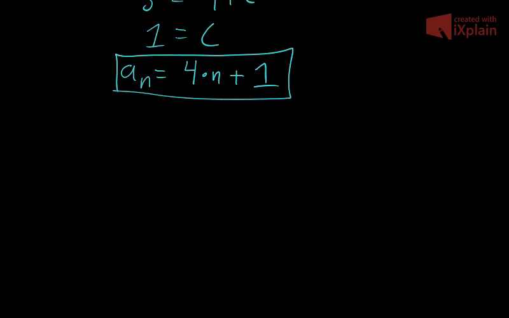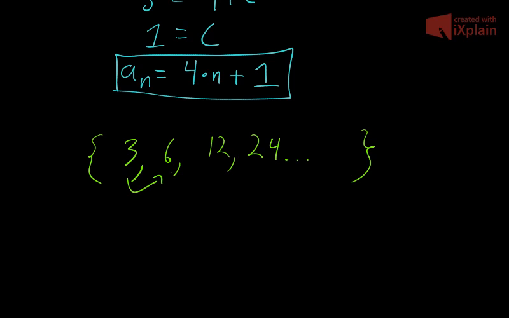So what we're going to do here is I'm going to start with another sequence just so we can kind of see what's going on. So I'm going to start with 3, 6, 12, 24, and so on. And the way we can tell this is a geometric sequence is that every time we go from one number to the next, I'm multiplying by 2. Multiplying by 2, multiplying by 2.